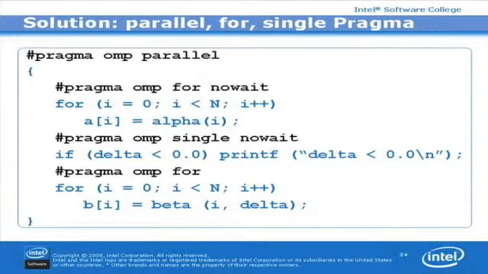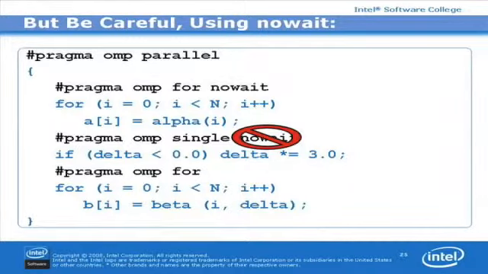Because I don't need to worry about the print statement completing before I begin the execution of the second for loop, I can add the nowait clause to that single pragma and allow threads to skip around the print statement and start immediately executing the iterations of that second for loop. You must be careful when trying to apply the nowait clause. Make sure that you really do not need to stop at that barrier synchronization at the end of that particular region. Here I've changed the code slightly. So now instead of a print statement, I've got an assignment of a value to delta based upon the condition on the if test.